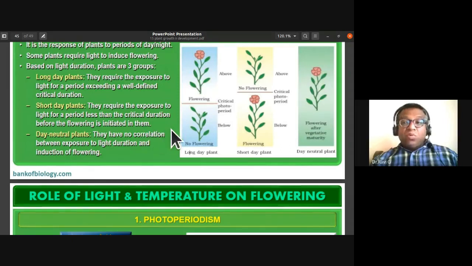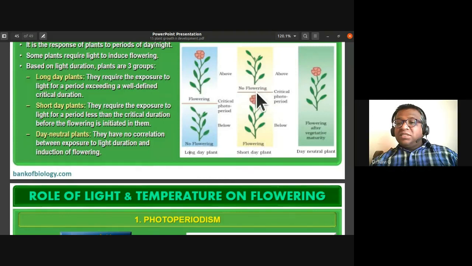So they have no correlation between exposure to light duration and induction of flowering. So we call them day neutral plants. In long day plants, flowering is induced only if these plants are exposed to light periods which exceed the critical duration of light. Only if they exceed the critical duration do they undergo flowering. If long day plants don't get that exposure exceeding the critical duration of light, then there is no flowering in such plants. So we call them long day plants.